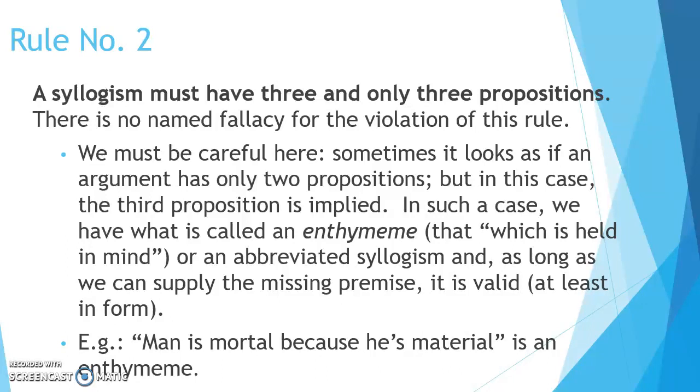Rule number 2. A syllogism must have three and only three propositions. There is no named fallacy for the violation of this rule. We must be careful here. Sometimes it looks as if an argument has only two propositions, but in this case, the third proposition is implied. In this case, we have what is called an enthymeme, that is, that which is held in mind, or an abbreviated syllogism, and as long as we can supply the missing premise, it is valid, at least in form. For example, "man is mortal because he's material" is an enthymeme, and so we could simply supply the missing premise: all that is material is mortal, and therefore we have a valid syllogism.